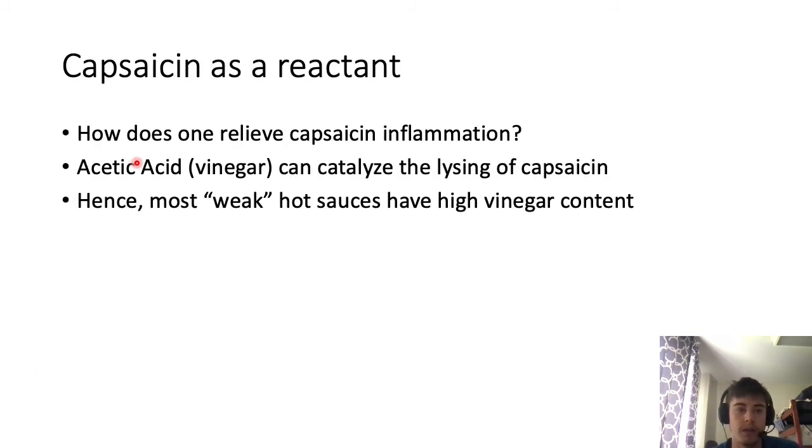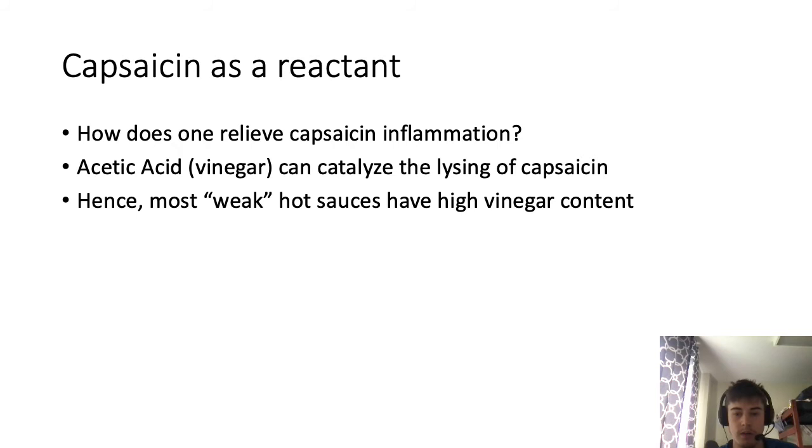So if we put acetic acid or vinegar on it, we can lyse capsaicin. If you'll ever notice, most weaker hot sauces, your Frank's Red Hot, Cholula, something like the Louisiana hot sauces, will have vinegar added or have high vinegar content, and that's because it's going to decrease the strength of capsaicin. Whereas the try-hard hot pepper sauces that you buy from gift shops or whatever aren't going to have a whole lot of vinegar, and it's mostly going to be pepper extract.